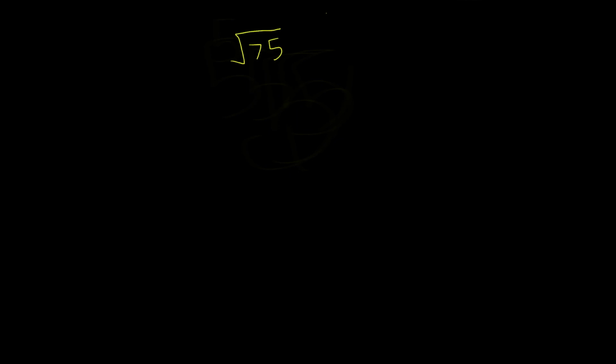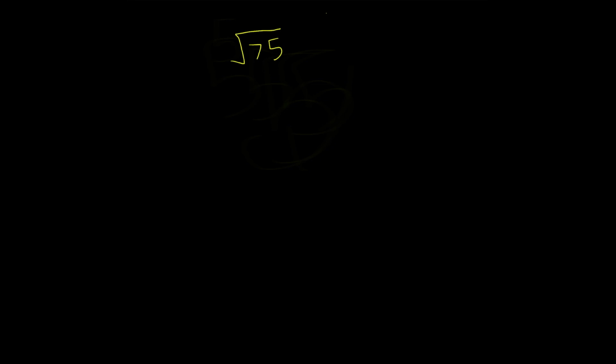In today's video, I'm going to be showing you guys how to simplify radicals. So right here, we have the square root of 75, and we want to simplify this. Well, how would we do that? We're actually going to use a method known as prime factorization, and this is where we create a tree of factors. So let's try to simplify this radical.